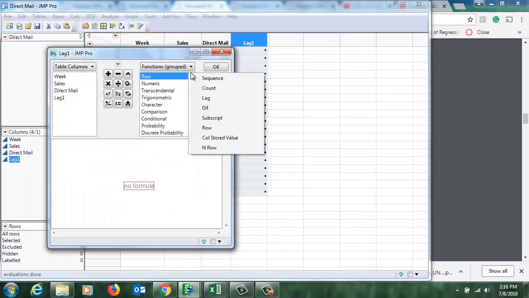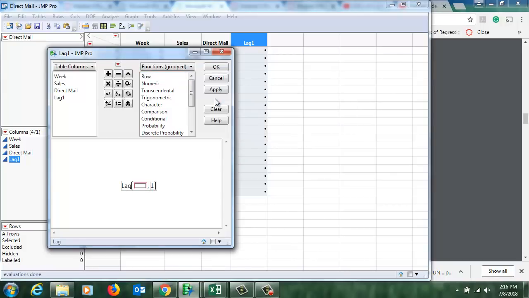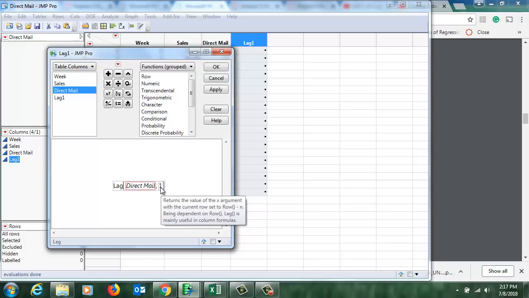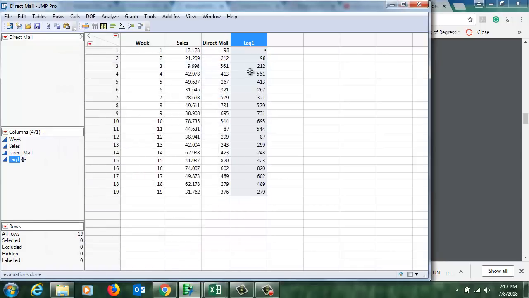In the group of row functions, Lag is here. So Lag, this box is waiting for a column. Direct mail. The default is for 1 period. We can change this number. For now, we'll lag for 1 period, 1 week. Apply and OK. Now we use lag 1 to lag the data. Numbers are pushed 1 row down. Each number of direct mail is now in the same row with the sales of the next week.